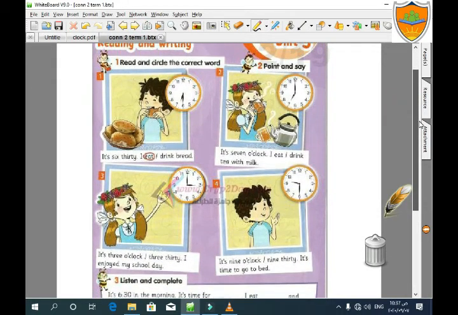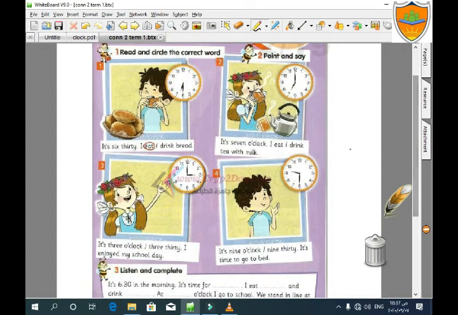Next page. Read and circle the correct word. Picture number 1, we have here, it's 6:30. I eat or drink bread. So the circle is eat. So the correct answer is I eat bread, not drink. Picture number 2, it's 7 o'clock. I eat or drink tea with milk. I drink tea with milk.